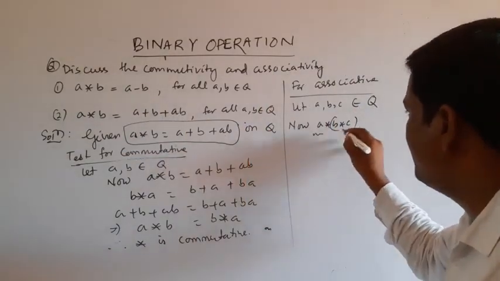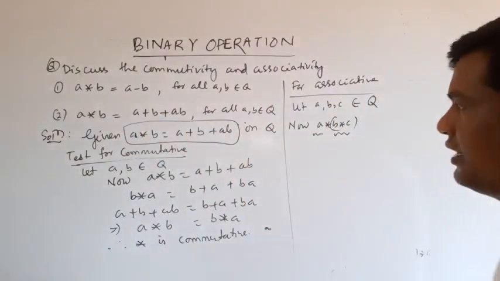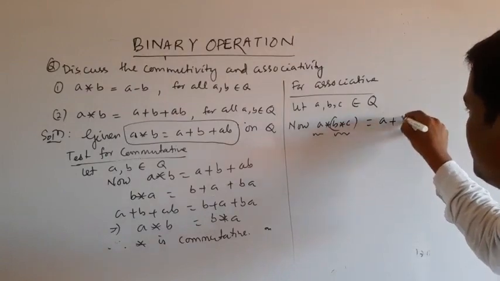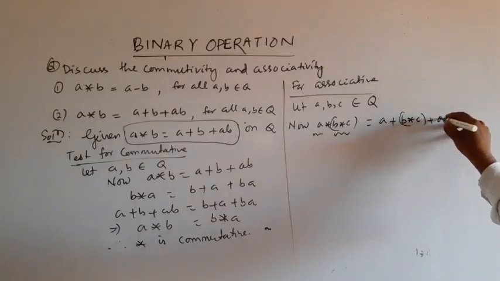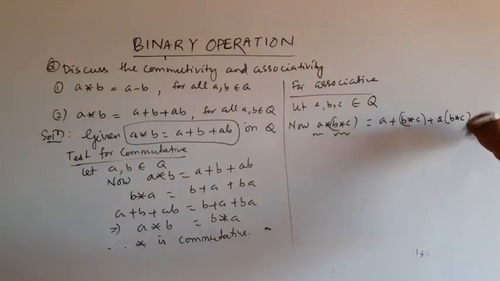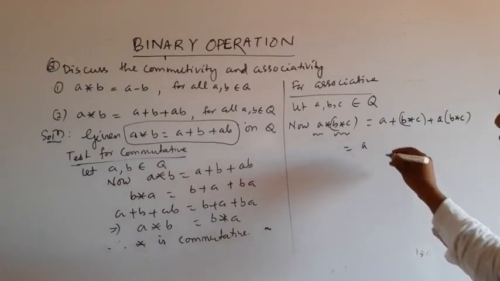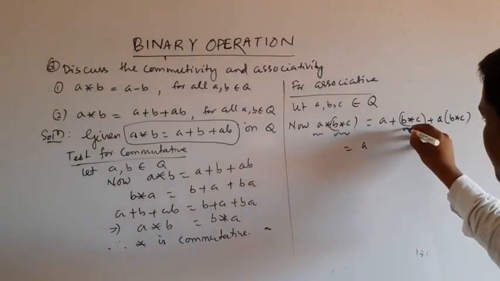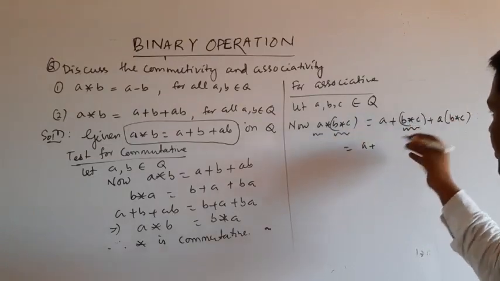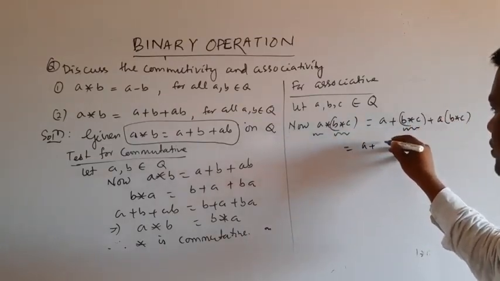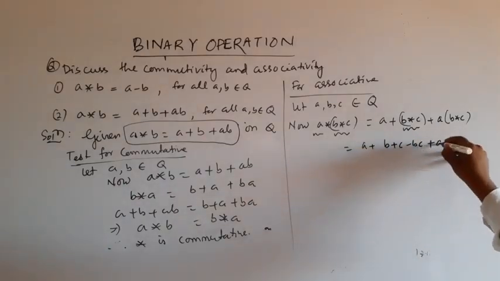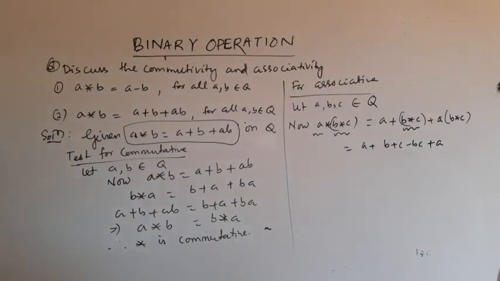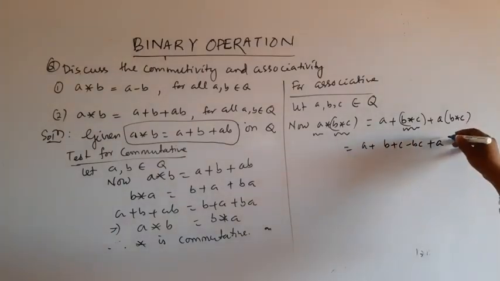Suppose this is a and this is b. We can write a plus b star c plus a into b star c. So this will be a, again apply this, b plus c minus bc, plus a into b plus c minus bc.